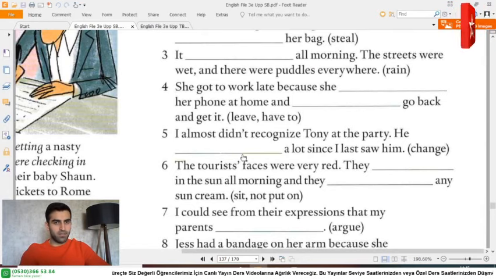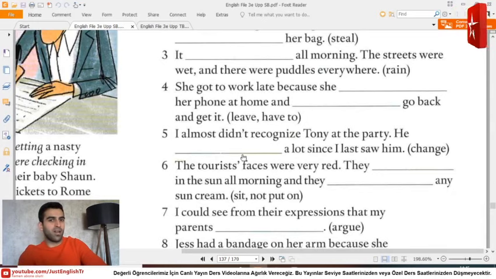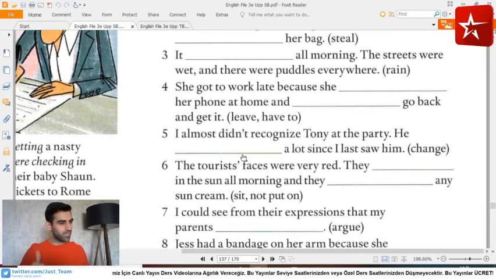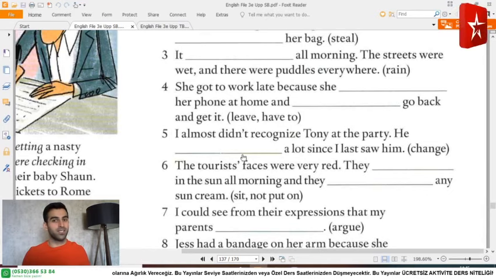I almost didn't recognize Tony at the party. Why couldn't I recognize Tony at the party? Because, yes, he had changed a lot since I last saw him. Yes, had changed. Great. Thank you.